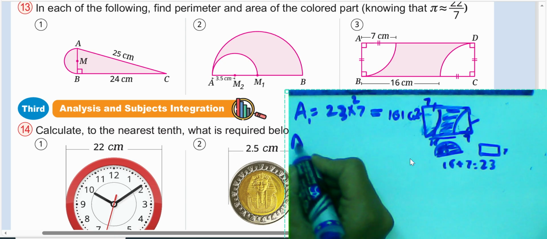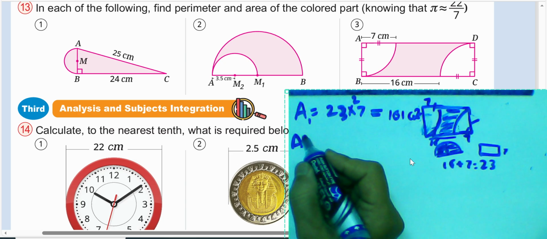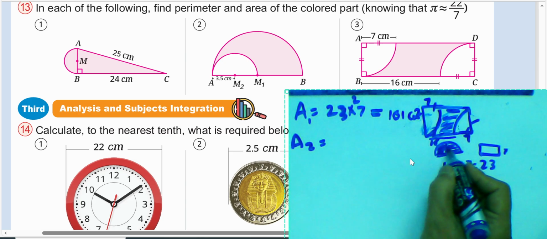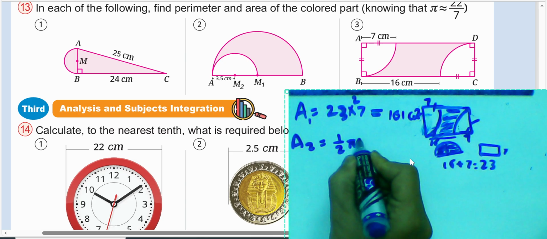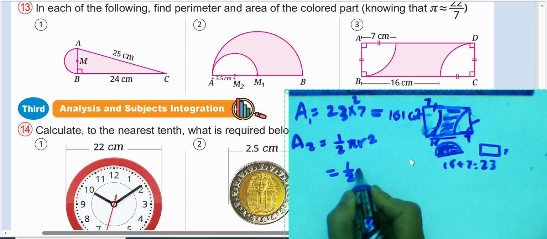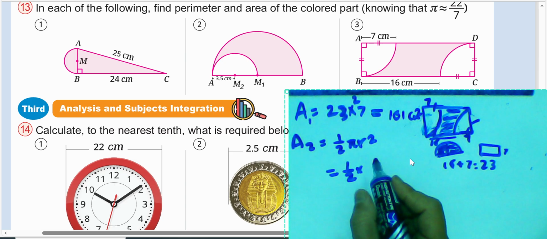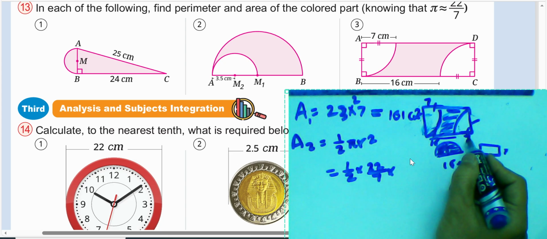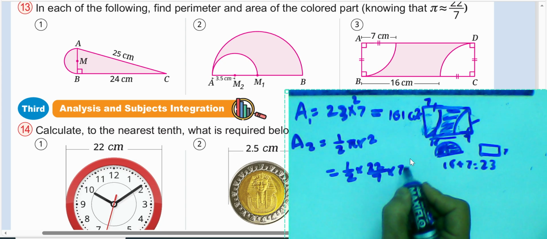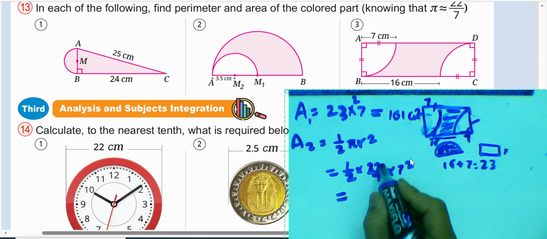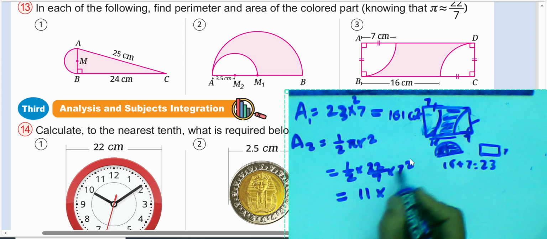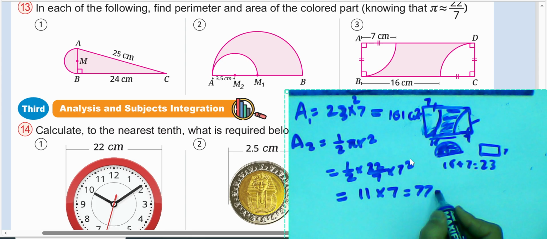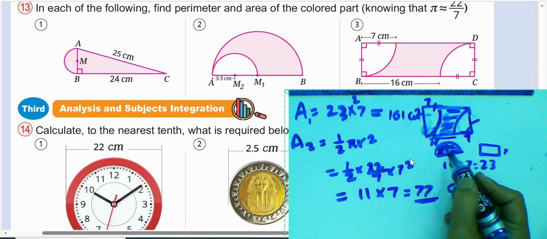And area 2: we have here a half circle. We write half times pi r power 2. Pi is 22 over 7, times the radius power 2. The radius of the circle is 7, 7 power 2. We can write 22 divided by 2 is 11, and 7 power 2 divided by 7 equals 7. 7 times 11 is 77 square centimeters. This is the area of the half circle, 77 square centimeters.